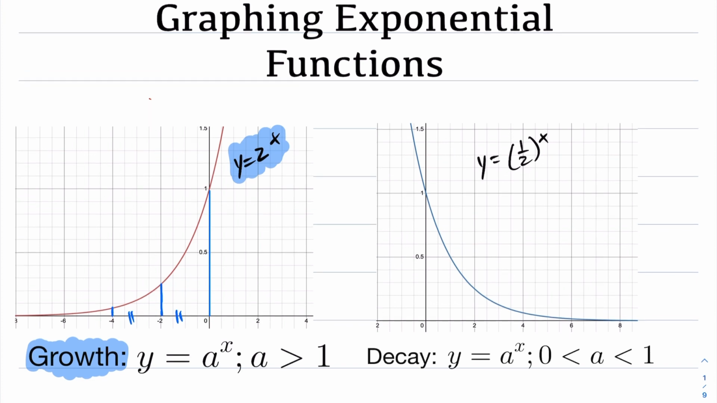And similarly, we have the idea of exponential decay. Exponential decay occurs when your exponential function, so in this case y equals a to the x, is such that that a value, that base, is between 0 and 1, again, not including 0 or 1. When you have that, you have a function that is decreasing each successive step to the right, but is decreasing by larger and larger amounts each time. So it's falling faster and faster towards my x-axis.